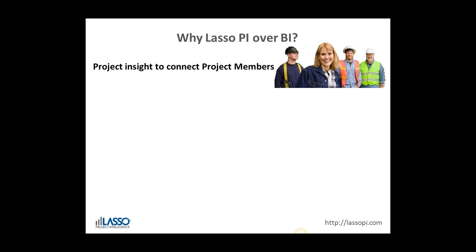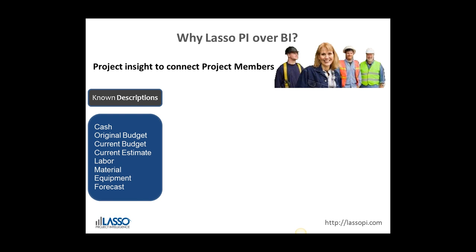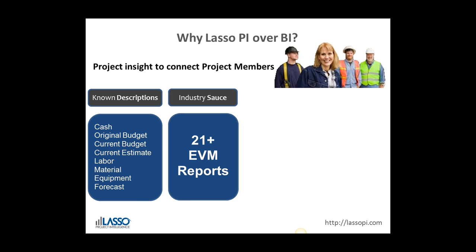So to kind of extend that, why Lasso PI over BI? Really, the key here is the project insight to connect project members and the simplicity to get there. And there's really 4 key areas, starting with the first one here. Known descriptions, whether we're talking about cash flow or original budget or current budget, the current estimate, labor, material, equipment, forecast data. When we're looking at building out these reports, it is the data that we know, it is the familiar terms that we're aware of, and we're not asking anyone to be a database programmer. It's terminology that you're already aware of.